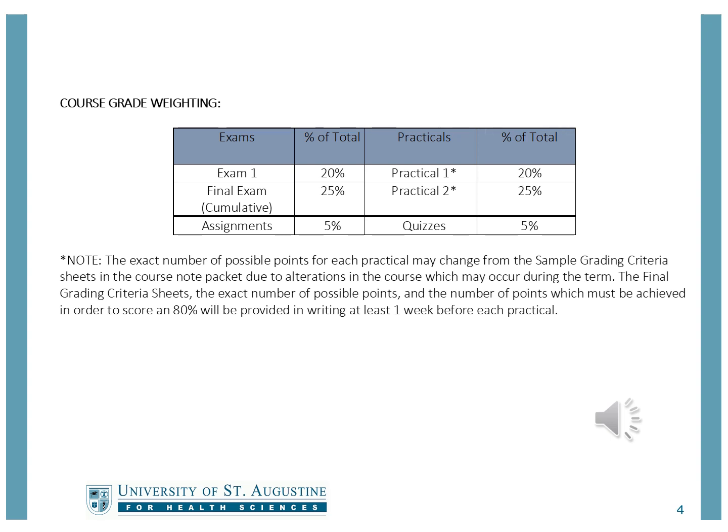As previously stated on the last slide, this is the weighting of the course. Your final grade has different components. You have your written exams, which is a midterm and a final, 20 and 25% respectively. Practical 1 is 20%, practical 2 is 25%, and assignments and quizzes are 5% apiece.